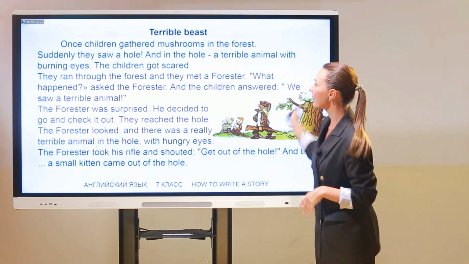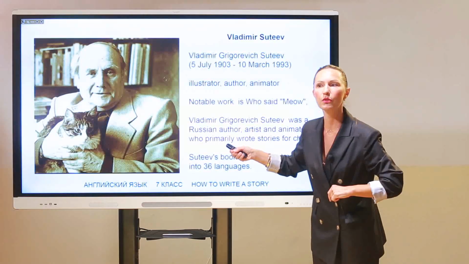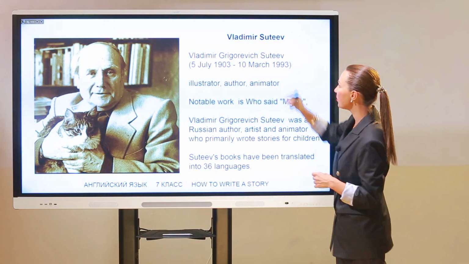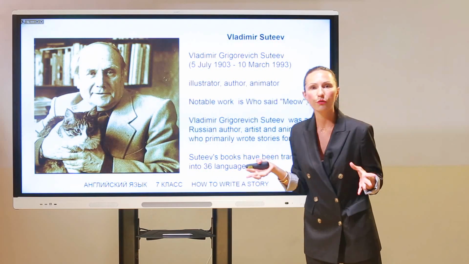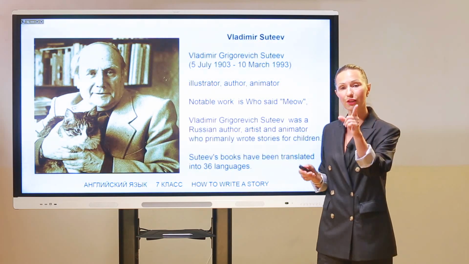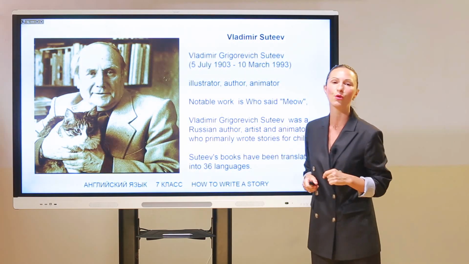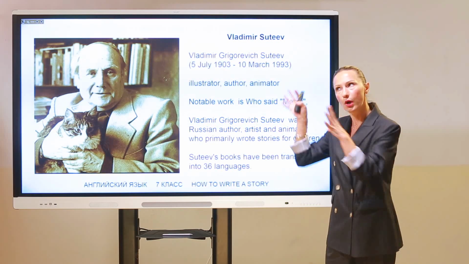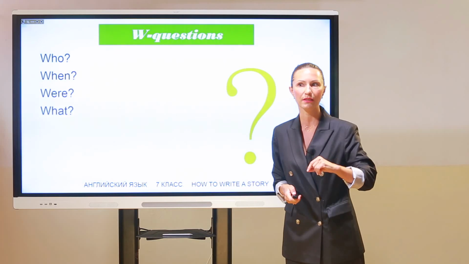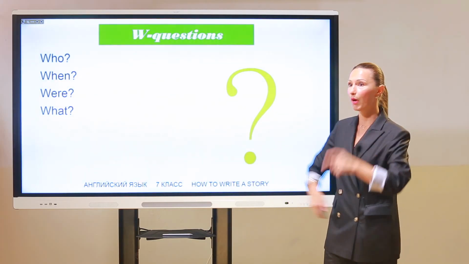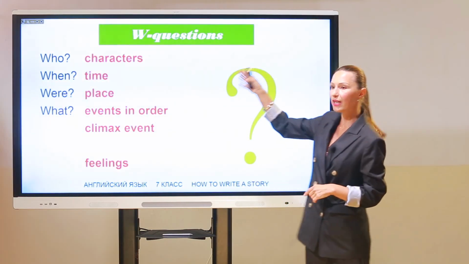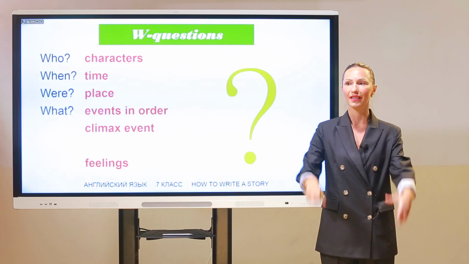Good, guys. This is the story, and I want you to know that the author of this story is a famous person, Vladimir Suteyev, Russian author. He created this story. He created a lot of stories for children, and he created all these pictures that we saw, which were made for this story especially. Okay, guys. So don't forget when you write a story to think about who, when, where, and what. Don't forget about characters, time, place, events, and feelings.